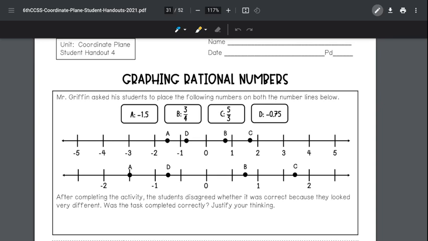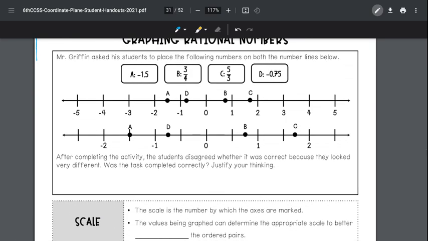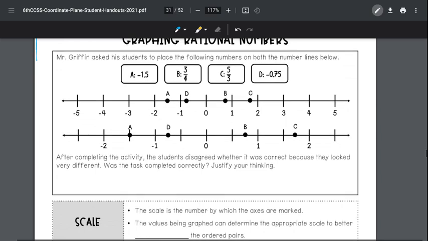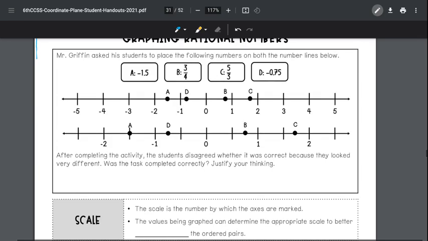This is your Graphing Rational Numbers notes review. Mr. Griffin asked his students to place the following numbers on both the number lines below. So we've got point A, B, C, and D. And you can see these two different number lines, horizontal number lines going left and right.